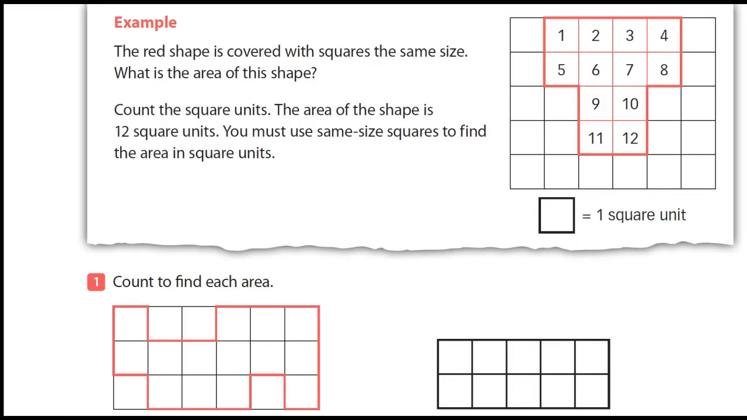Okay, let me ask you this. It says the red shape is covered with squares the same size. What is the area of this shape? Okay. Now, is this a perfect rectangle or square? No. Look. Let me just highlight it myself, okay? I just want you to see.